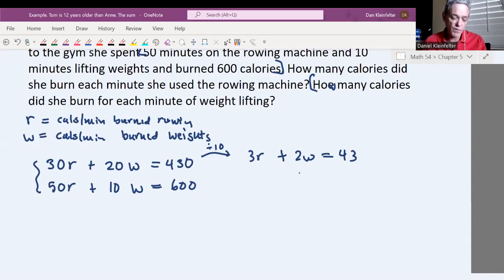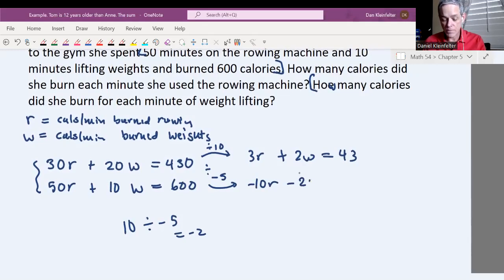Let me divide through. At first, I was going to divide through by 10, but if it's all the same to you, I'm going to divide by -5. I want to divide by -5 just so that the coefficient of W here will be -2. 10 divided by -5 gives us -2, and I want something to match up with our 2W above. So 50 divided by -5 is -10, 10 divided by -5 is -2, and then 600 divided by -5 is -120.